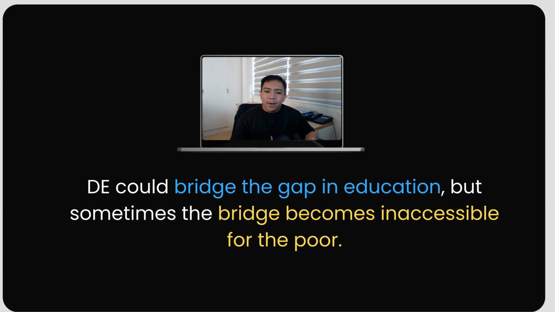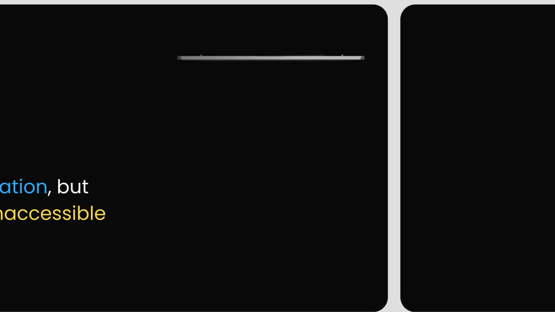Now, you might ask, how then would they be able to access DE in the first place if DE is even harder to maximize given the condition of poverty? Well, that's why we are doing this bilateral analysis, exploring the irony behind DE: bridging the gap in education, but it also shows that the bridge becomes inaccessible for the poor. That's something to ponder on.